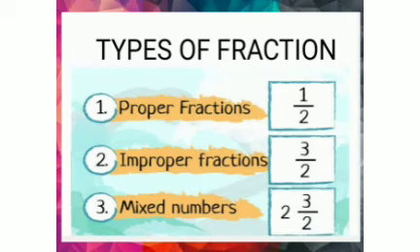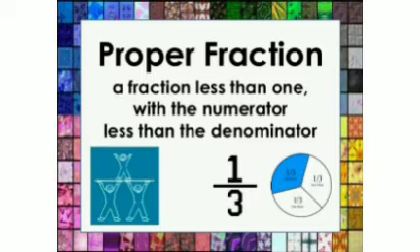Now we are going to see basic 3 types of fraction. First one, proper fraction. Second one, improper fraction. And last one, mixed fraction. First, proper fraction. A fraction whose numerator is less than the denominator is called proper fraction. See here, for example, 1 by 3. Here, numerator is 1 and denominator is 3. 1 is less than 3. This is example for proper fraction.